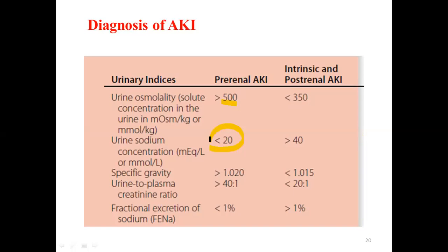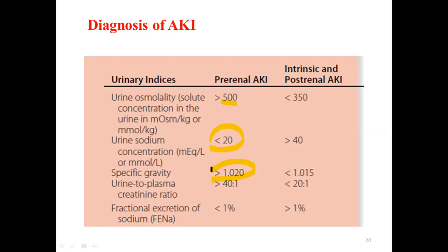So I have already said, even for this one, the amount of sodium excreted in the urine is very minimal, which is less than 20 milliequivalent per liter in the pre-renal setting, because the kidney tries to retain everything as much as it can. Then I have already mentioned in the previous lesson the role of specific gravity. This specific gravity will tell you whether the kidney is actually able to concentrate urine or not. Mostly, a specific gravity above 1 means the kidney is producing concentrated urine.